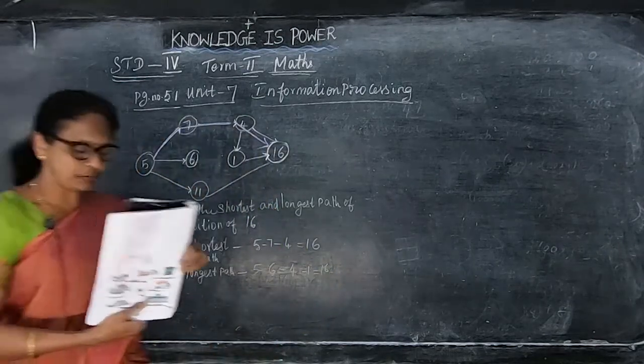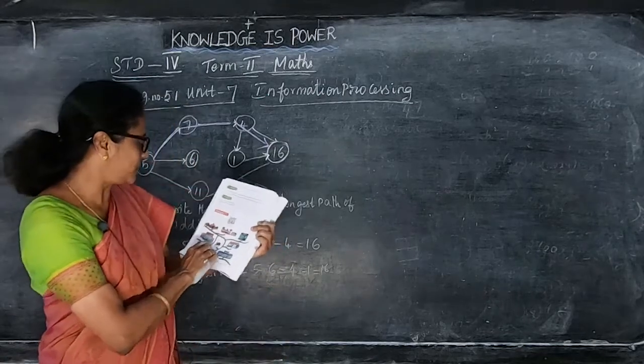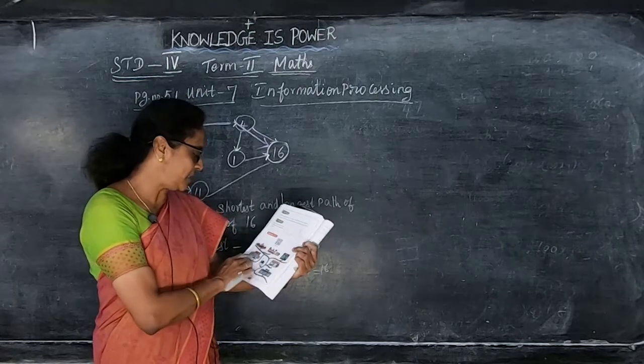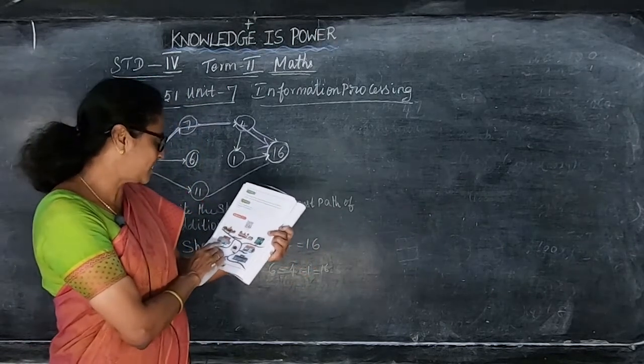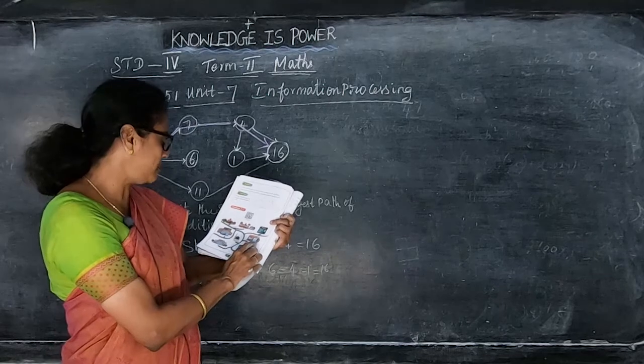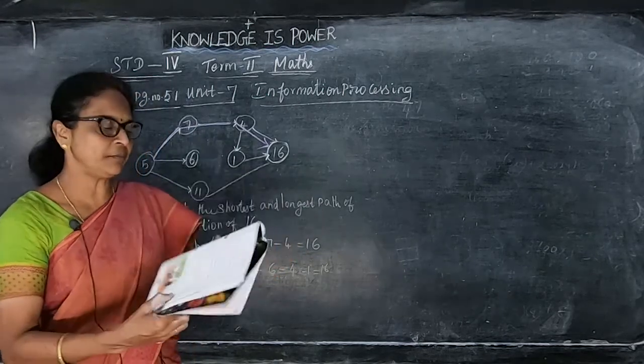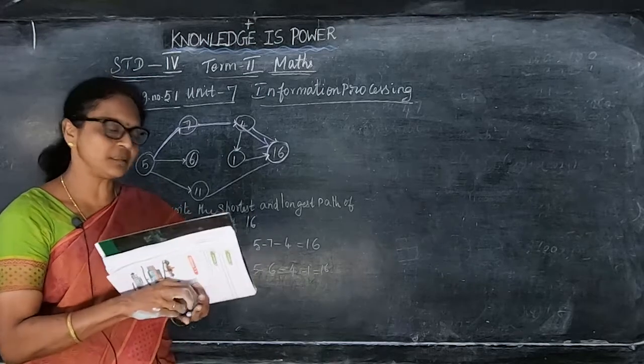And exercise number 7.1, they were given as a picture. Temple, mosque, temple, bus stand, library, and here is the textile shop, a mosque, and here is the market, this is the school, and this is the bank. So from this map, we are asked some questions.